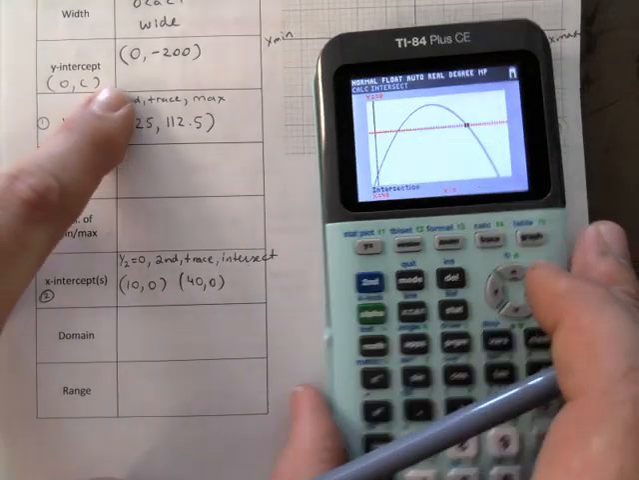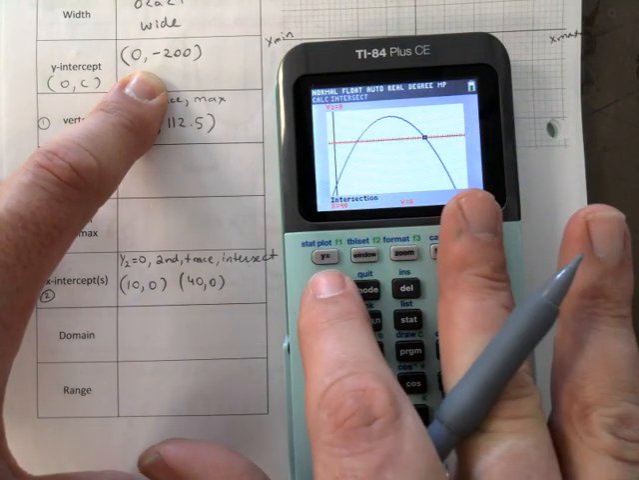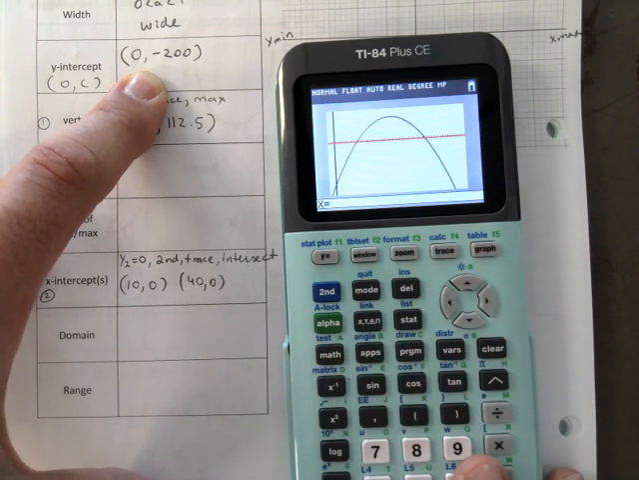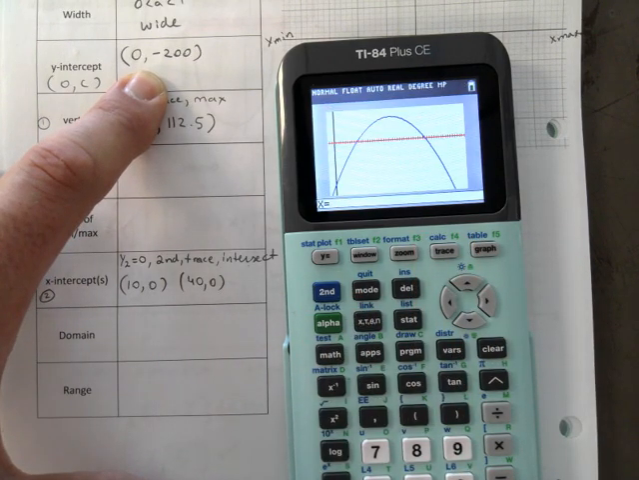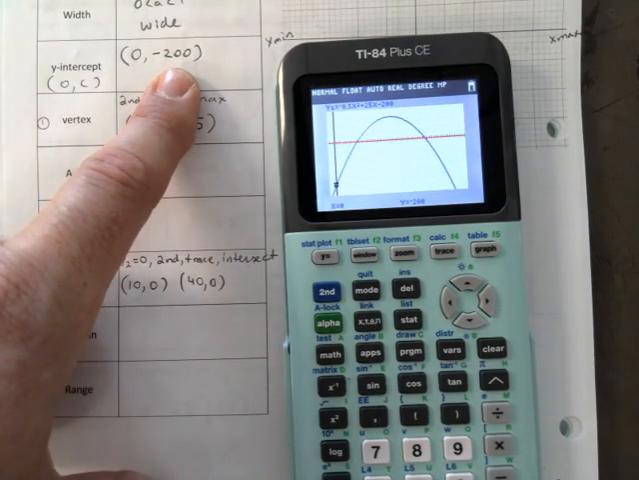Could we have used the calculator to find the y-intercept? Yes. Do this with me. Second trace 1. I know I'm almost out of time. I know that. X is equal to what when it's the y-intercept? 0, right? Negative 200. We knew that already, right? But it's just nice to be assured.